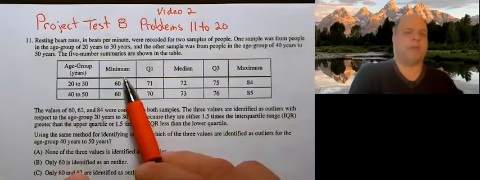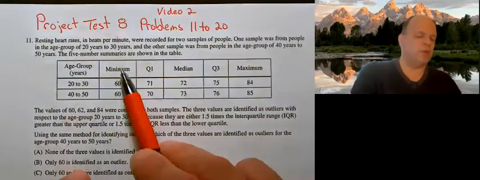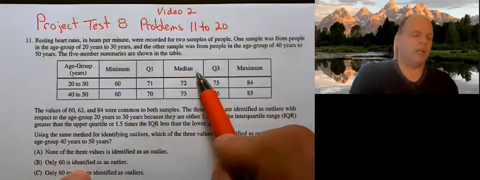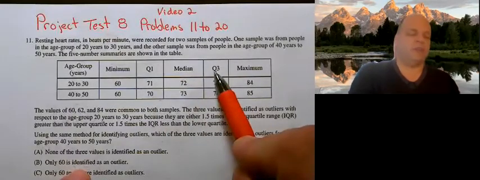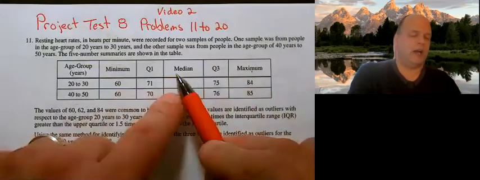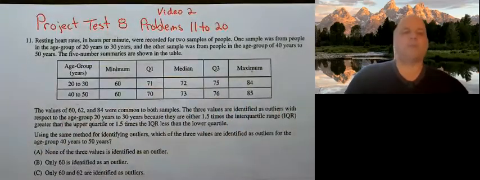And just as a reminder, the 5 number summary is the minimum, Q1, which is the lower 25%, the median, Q3, which is the 75th percentile, and then the maximum. These values make up the 5 number summary.